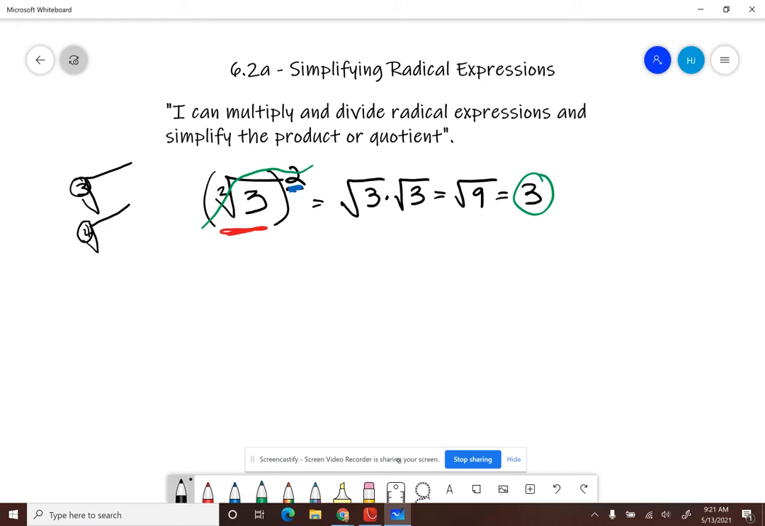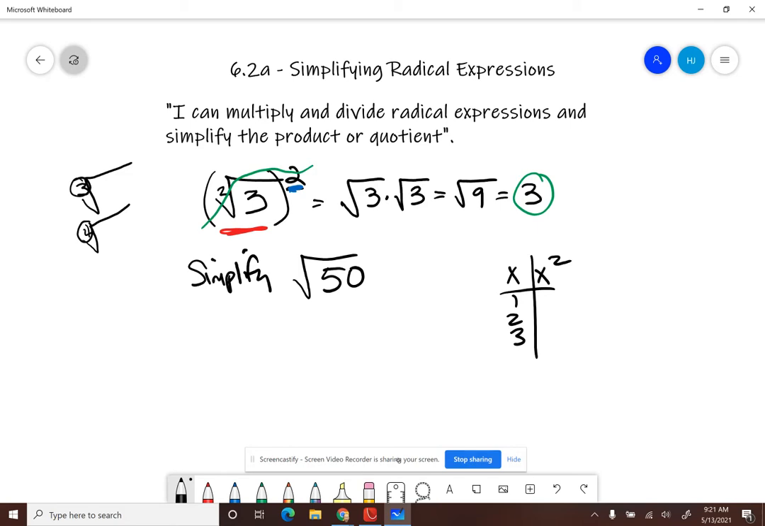The other thing that we need to talk about is simplifying square roots, okay? We've already done this, but I want to walk through one example again. So let's take, for example, the square root of 50. If I were asked to simplify the square root of 50, then I've got to see if there are any perfect squares in here. So real quickly, I'll just go over what we've already gone over before, as a refresher here.